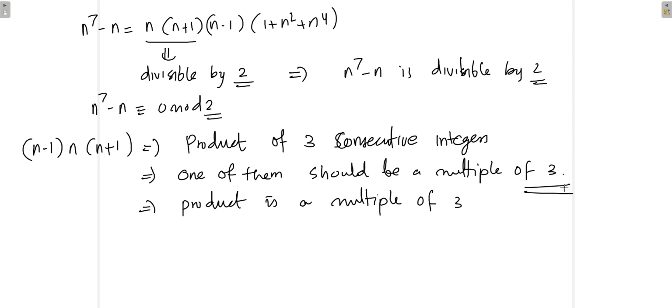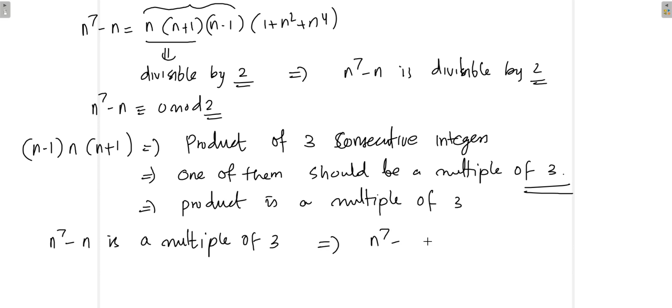നിങ്ങൾക്ക് ഈ ഫാക്ട് ചെക്ക് ചെയ്യാം. നിങ്ങൾക്ക് ഏത് 3 അടുപ്പിച്ചടുപ്പിച്ചുള്ള ഇൻറ്റീജേഴ്സ് എടുത്താലും അതിൻ്റെ ഒരെണ്ണമെങ്കിലും 3യുടെ മൾട്ടിപ്പിൾ ആയിരിക്കും. അതിൻ്റെ പ്രോഡക്റ്റ് അതുകൊണ്ട് 3യുടെ മൾട്ടിപ്പിൾ ആയിരിക്കും. ഓക്കെ, സോ ദിസ് ഈസ് എ മൾട്ടിപ്പിൾ ഓഫ് 3. ഇത് മൾട്ടിപ്പിൾ ഓഫ് 3 ആയതുകൊണ്ട് അപ്പോൾ ഇത്രയും ഫാക്ടർ മൾട്ടിപ്പിൾ ഓഫ് 3 ആയിരിക്കും. അതിൻ്റെ കൂടെ എന്ത് മൾട്ടിപ്പിൾ ചെയ്താലും മൾട്ടിപ്പിൾ ഓഫ് 3 ആയിരിക്കും. സോ വിച്ച് മീൻസ് ദാറ്റ് n raised to 7 minus n is a multiple of 3. Or divisible by 3, that is n raised to 7 minus n congruent to 0 mod 3.